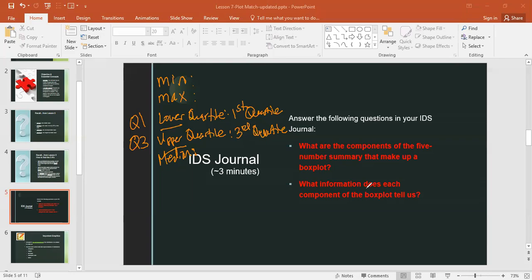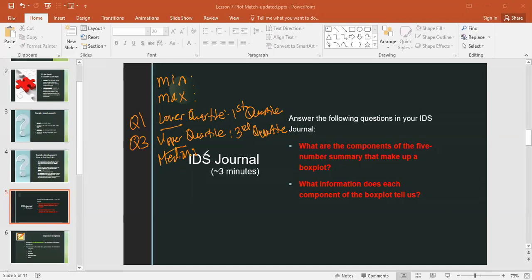I just put it in my journal. So it tells us the minimum, the maximum, the middle, the median, and the middle of the minimum and the maximum, and the middle of the median and the maximum, which is like minimum, maximum, Q1, median, and Q3.